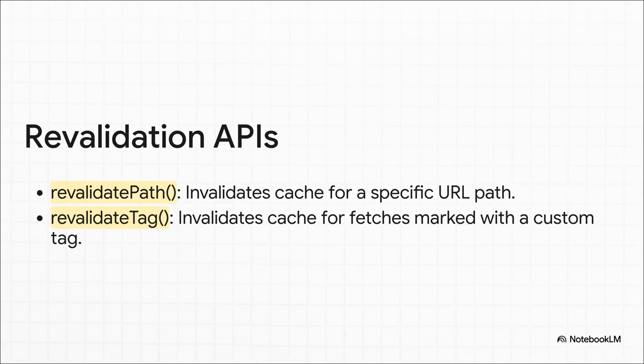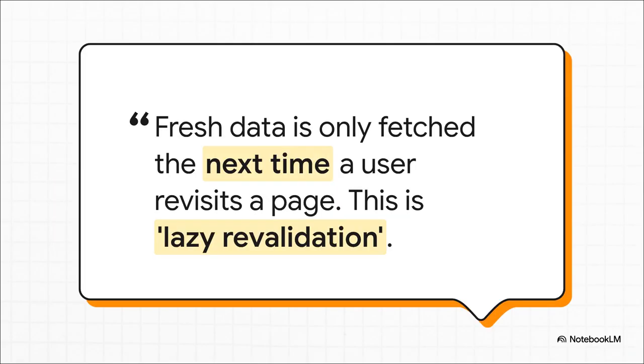Super powerful. Now here's the really clever part. When you call one of these revalidation functions, it doesn't immediately kick off a ton of new database queries. That would be really inefficient. Instead, it just marks the cache data as stale, like putting a little sticky note on it. The fresh data is only actually fetched the next time a user visits that page. This whole concept is called lazy revalidation, and it's a brilliant performance trick to avoid hammering your server for no reason.